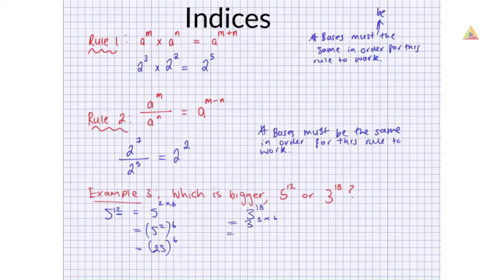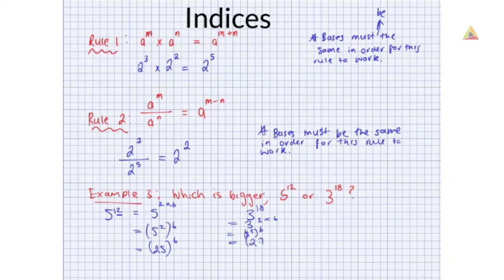So 3 cubed to the power of 6. Now, if you put 3 cubed into your calculator, you'd get 27. So that's going to be 27 to the power of 6.